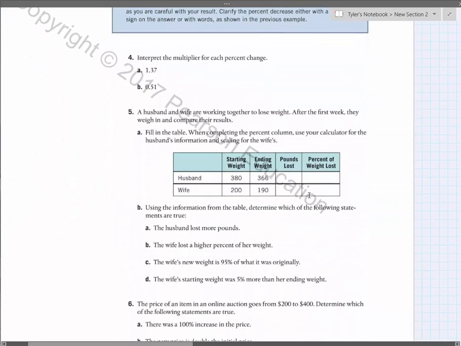So if we look at 4a, this is kind of the opposite of what we did previously. Before, we were given a scenario and asked to come up with the multiplier. Now we're given the multiplier and asked to figure out the interpretation. So 1.37, again, this is bigger than 1, so I should automatically be thinking that's an increase, right?